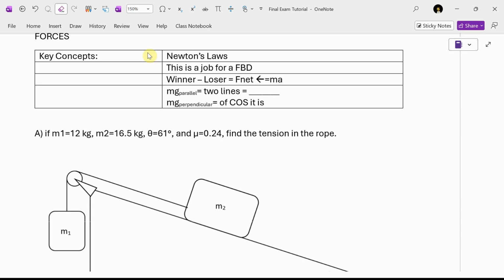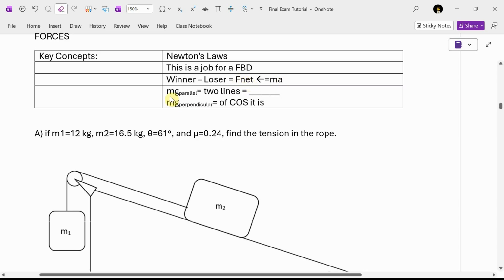This is a job for a free body diagram, which I've tried to emphasize. Our generic equation was: who's winning? That's going to be the positive direction. What do I mean by who's winning? Which way are we accelerating? That's going to be the positive direction. Who's losing? That equals F net, that equals ma.